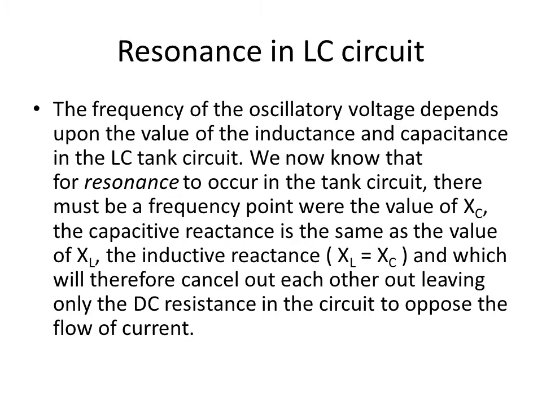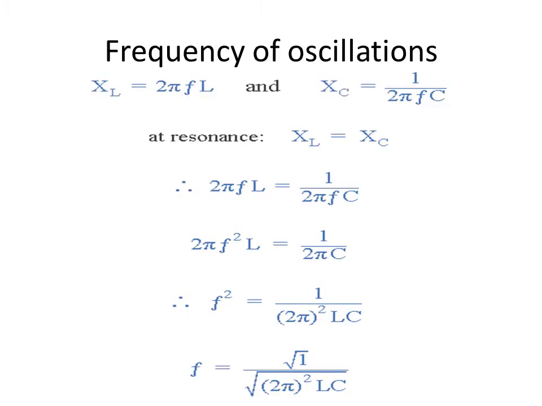When you equate these two, you will be able to deduce the frequency of oscillations, which I will show you right now. Here I have listed out: the inductive reactance is defined as 2πfL, where f is the supply frequency, normally in our case 50 Hertz, and L is the inductance. X_C is the capacitive reactance, defined as 1 by 2πfC, where f is again the frequency and C is the capacitance. So when you equate the two, X_L equal to X_C, you can proceed in this manner.